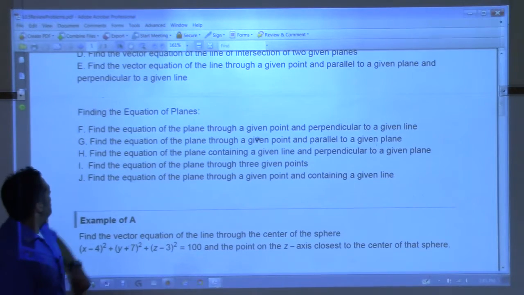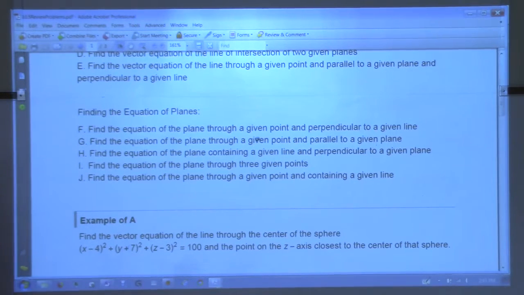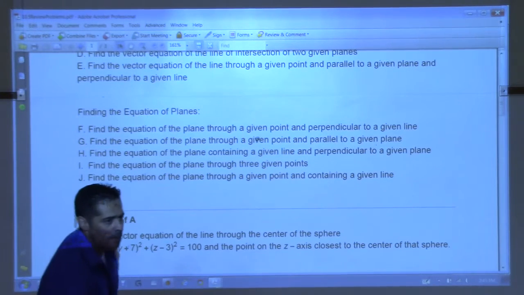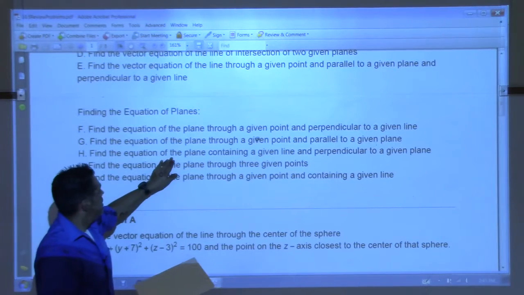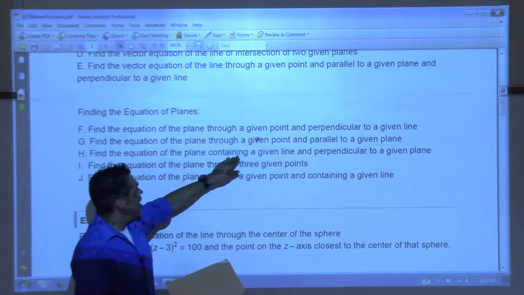Okay, what about H? Find the equation of the plane containing a given line and perpendicular to a given plane. Yes? What do you mean by containing a given line? So you're trying to find the equation of a plane, right, that contains a given line.